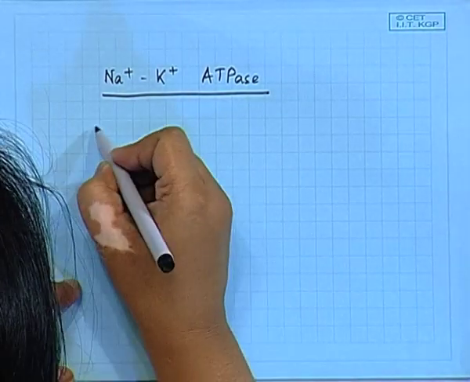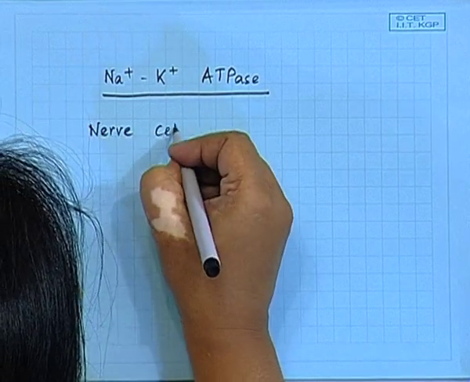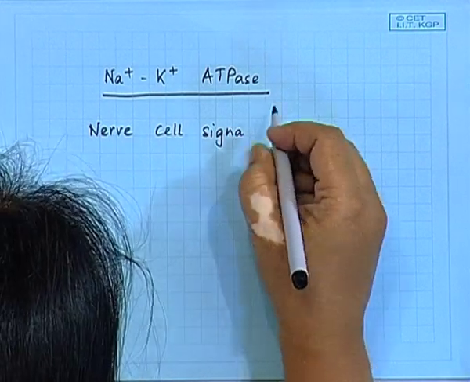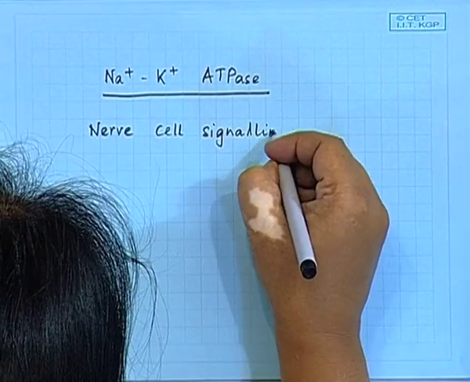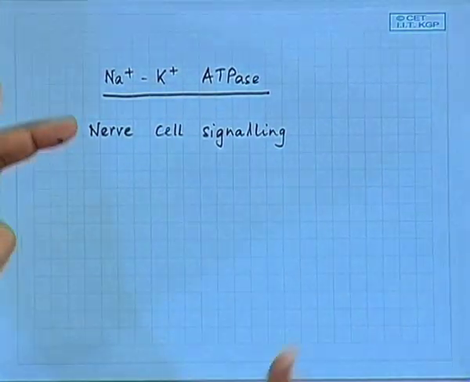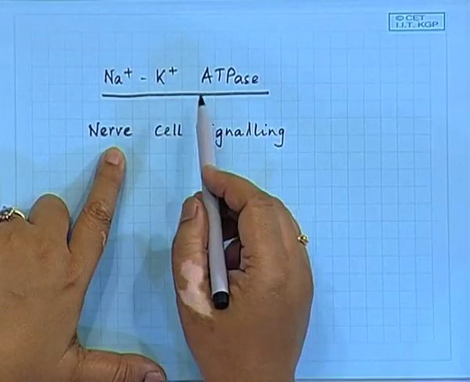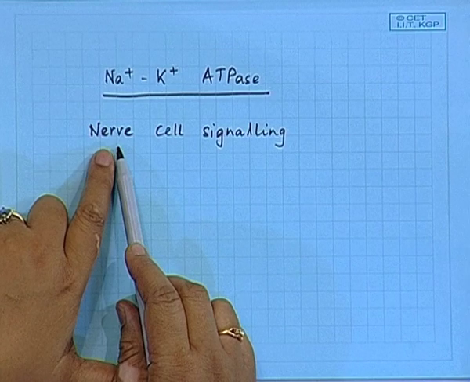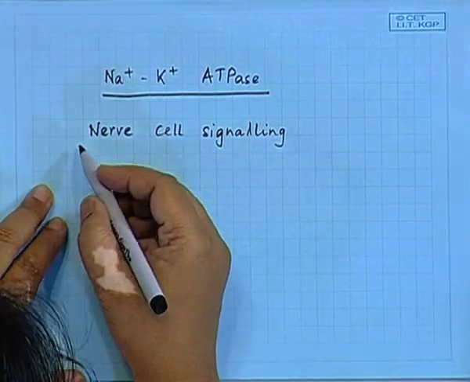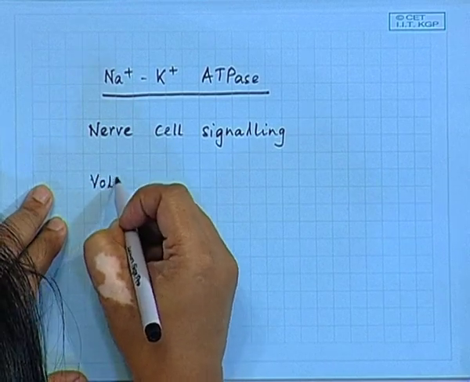Now, this is extremely important in nerve cell signaling, which is why if you have an imbalance, your brain gets affected and you have what is called confusion. Okay? You do not remember things because of the imbalance of sodium potassium. You do not have proper cell signaling, which affects your brain. Okay?